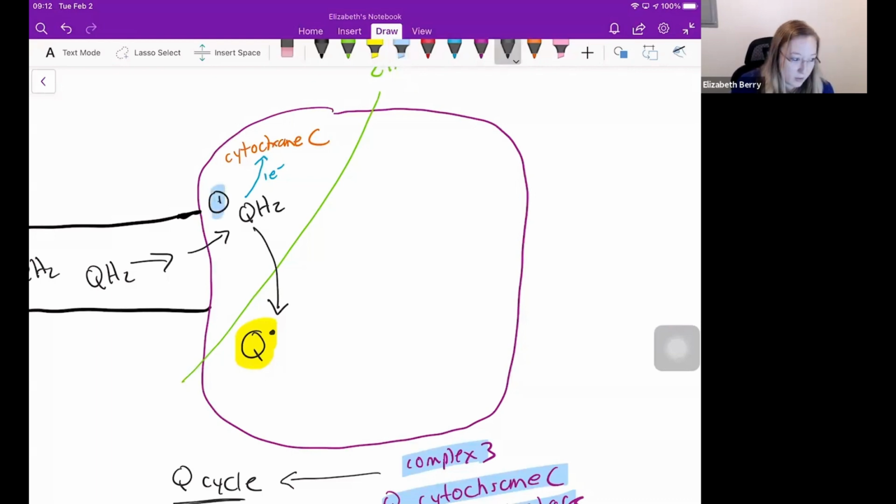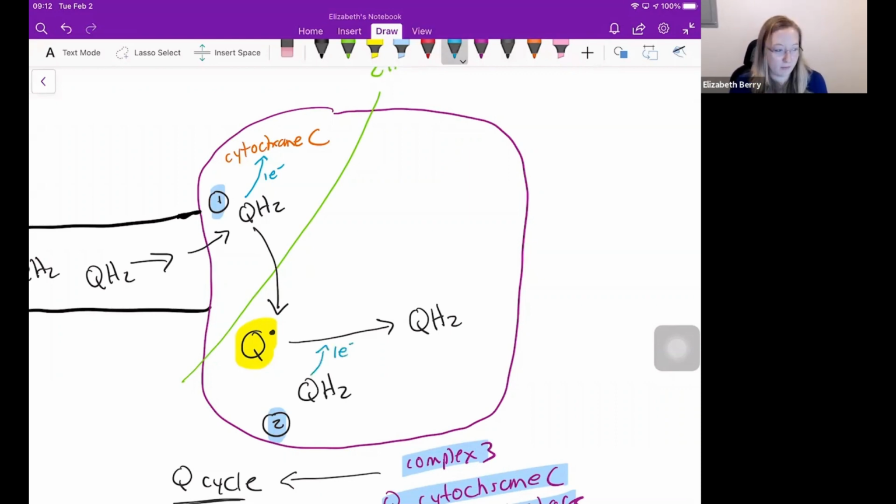Now we are going to be using another one. So we're going to be having this Q radical. It will actually get turned back into QH2, okay, because what do we have? This other Q comes in from the membrane, and it is here, and what it can do is it can donate 1 electron and make that not a radical again. So that's where we use our second coenzyme Q.